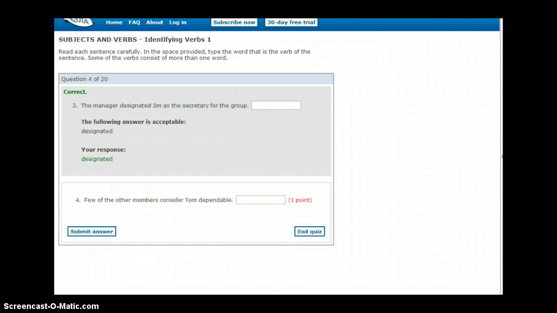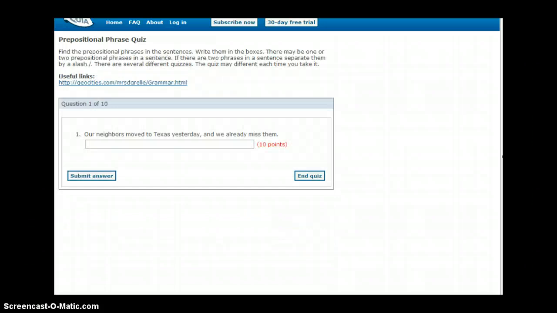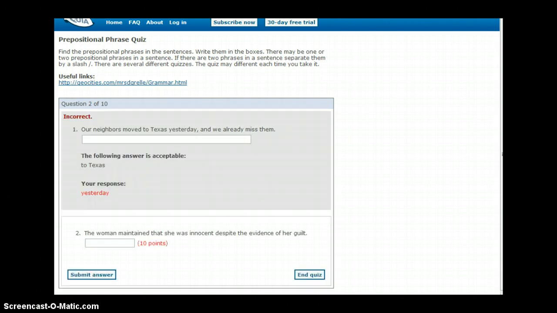So for each one, you're just asking yourself who or what is the sentence about? That's your subject. Then you ask yourself what is that person or thing doing? That is your verb. And then to find the prepositional phrase, you ask yourself when or where is this happening? Our neighbors moved to Texas yesterday and we already missed them. When or where did they move? Yesterday. Oh, I was wrong. To Texas would be where. When would also say yesterday. To Texas yesterday would have been the full and complete prepositional phrase.